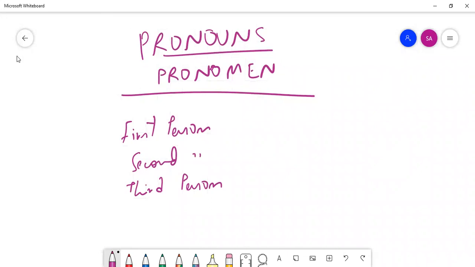Okay. So I was talking about pronouns. This pronoun is in English, and in German it becomes Pronomen. Pronomen or pronouns are, just a moment.